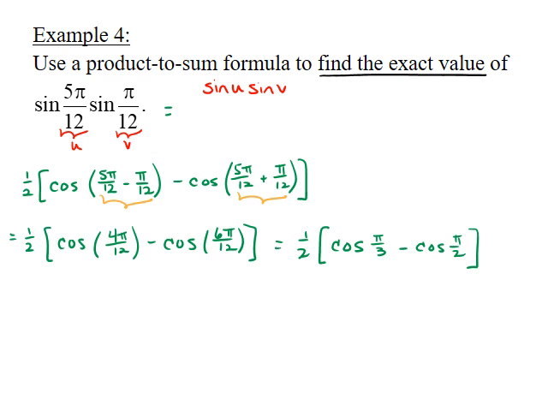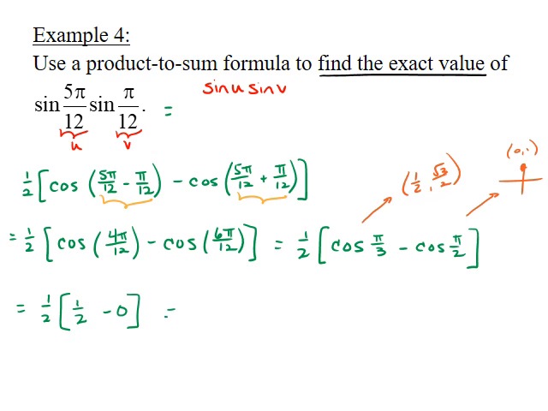All right, pi over 3 has the associated ordered pair 1/2, root 3 over 2. Cosine of pi over 2, remember this is pi over 2, which is 0, 1. So when we simplify, cosine of pi over 3 is 1/2. Cosine of pi over 2 is 0, so I end up with 1/2 times 1/2, which is 1/4. So the exact value of this product is 1/4 using the formulas.